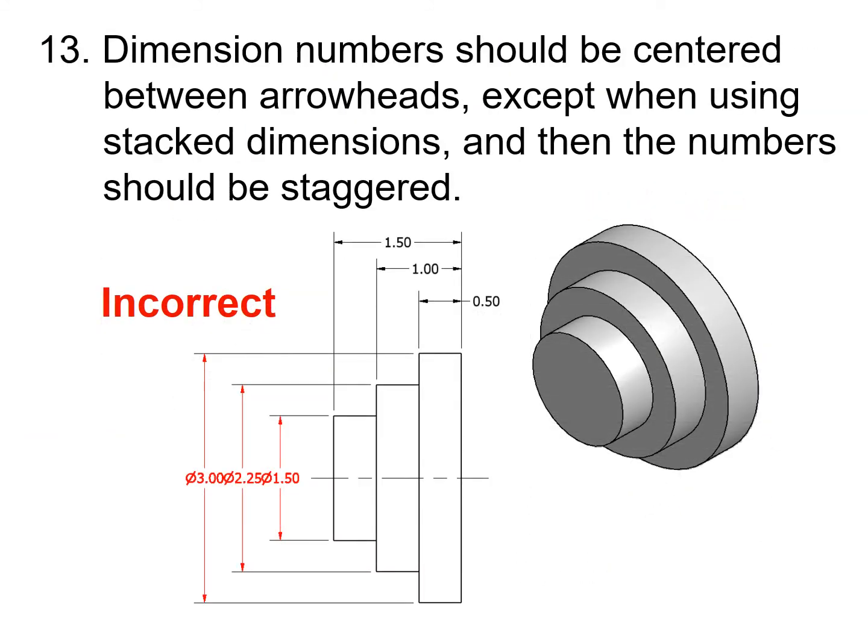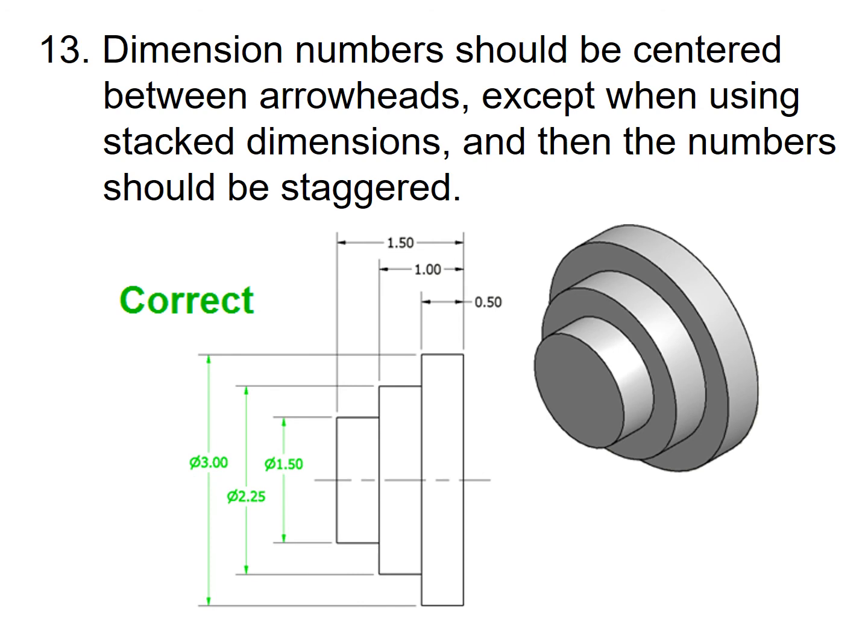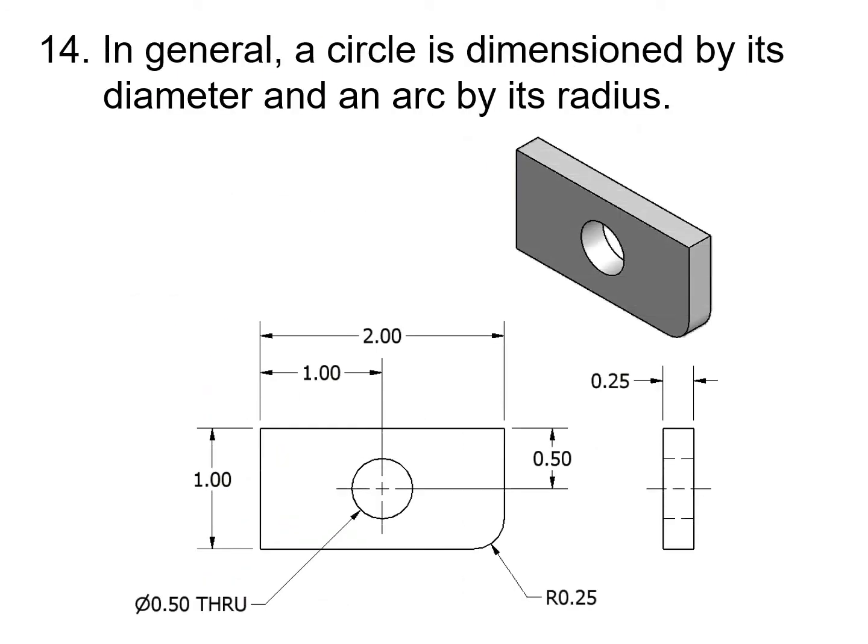Number 13, dimension numbers should be centered between the arrowheads except when using stacked dimensions, and then the numbers should be staggered. So all those numbers on the left that are showing you the diameter of the circle are so close together and in the center that it really is confusing for someone reading this drawing. You want to stagger those numbers. Number 14, in general, a circle is dimensioned by its diameter and an arc by its radius. So these are the correct usage of dimensioning the diameter and a radius.